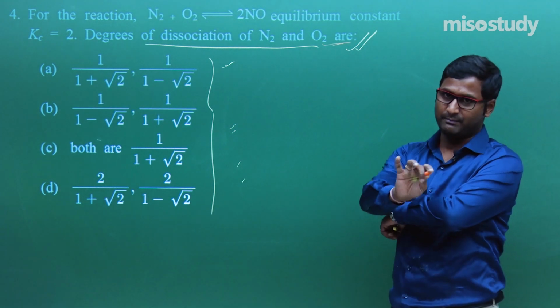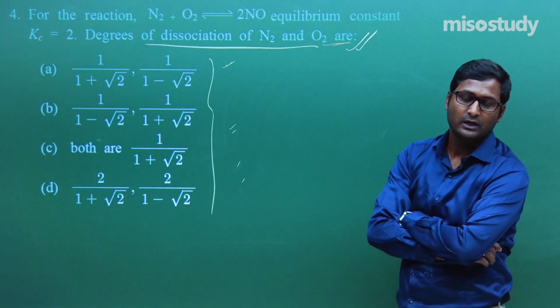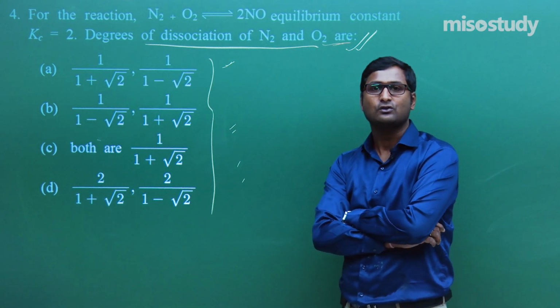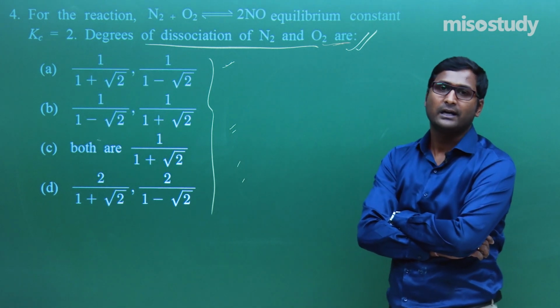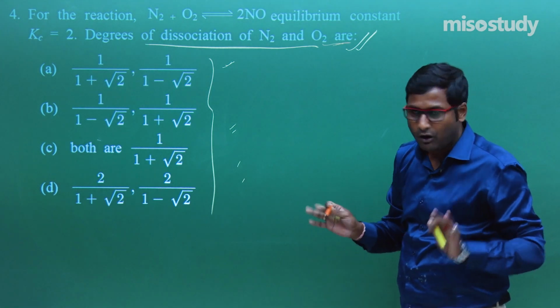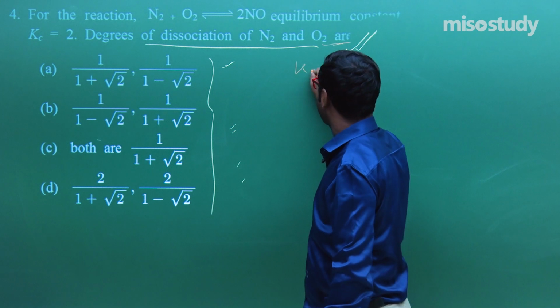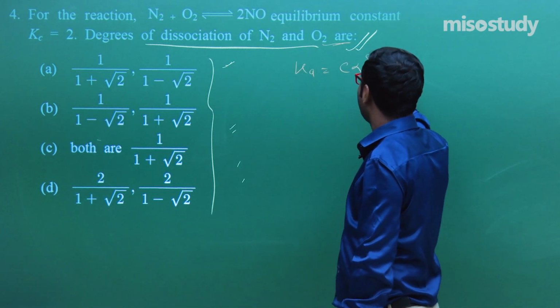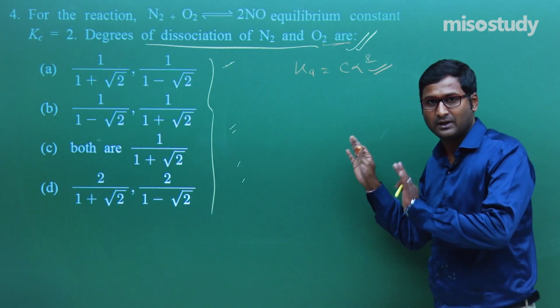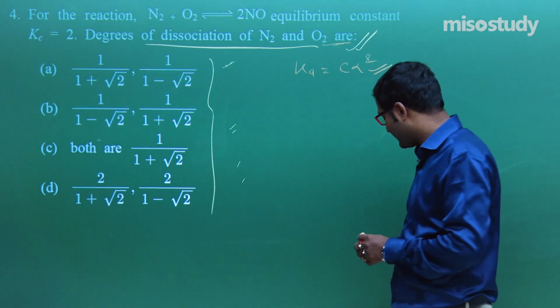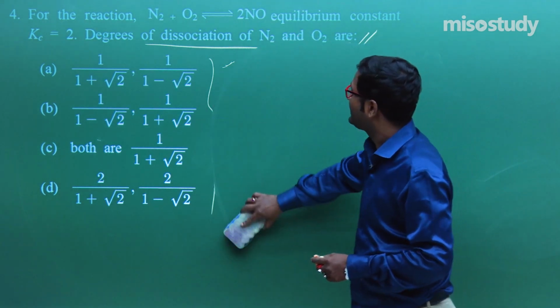As we know, simply the degree of dissociation will be equal to the number of moles dissociated upon the total number of moles taken. Or there are many more methods, that is K is equal to C alpha square, where alpha is the degree of dissociation. Am I right or wrong? There are various methods. Now in this expression, what is given here?